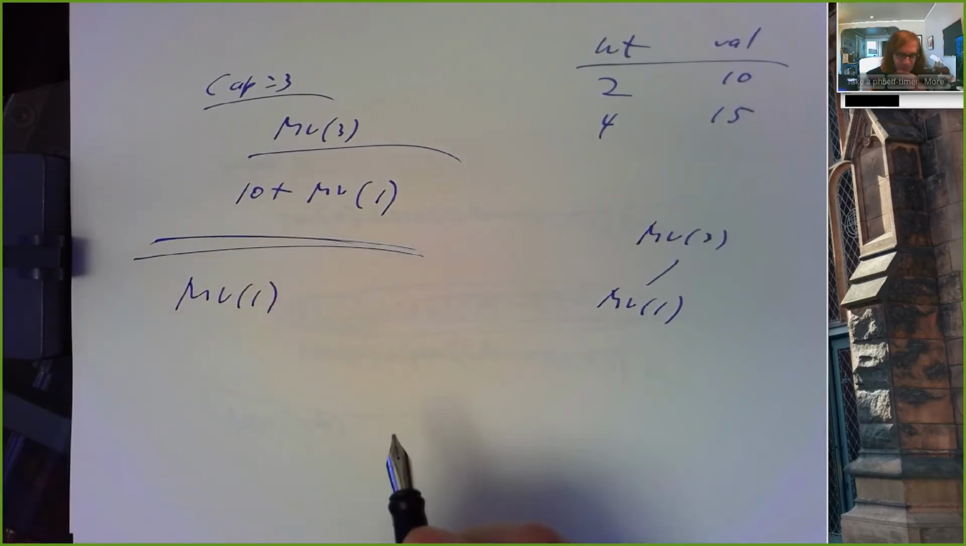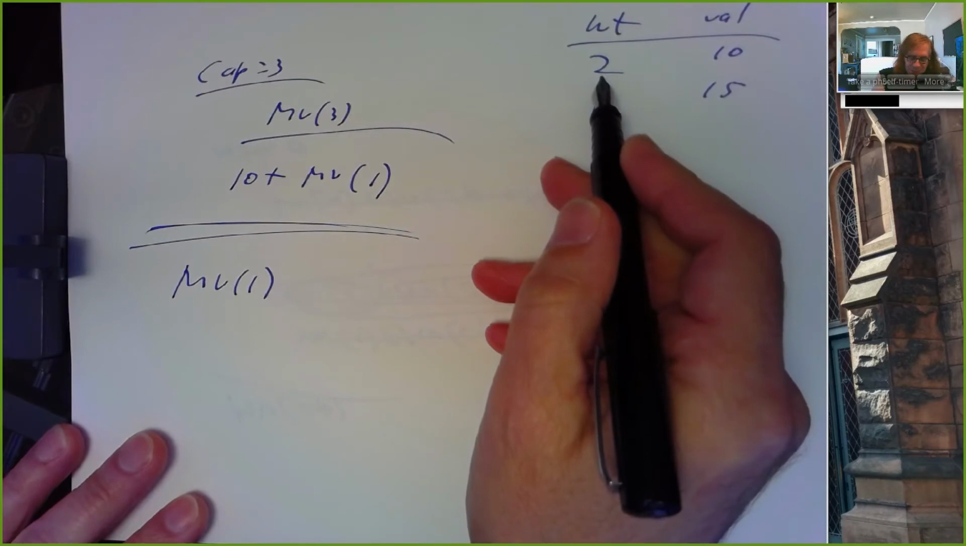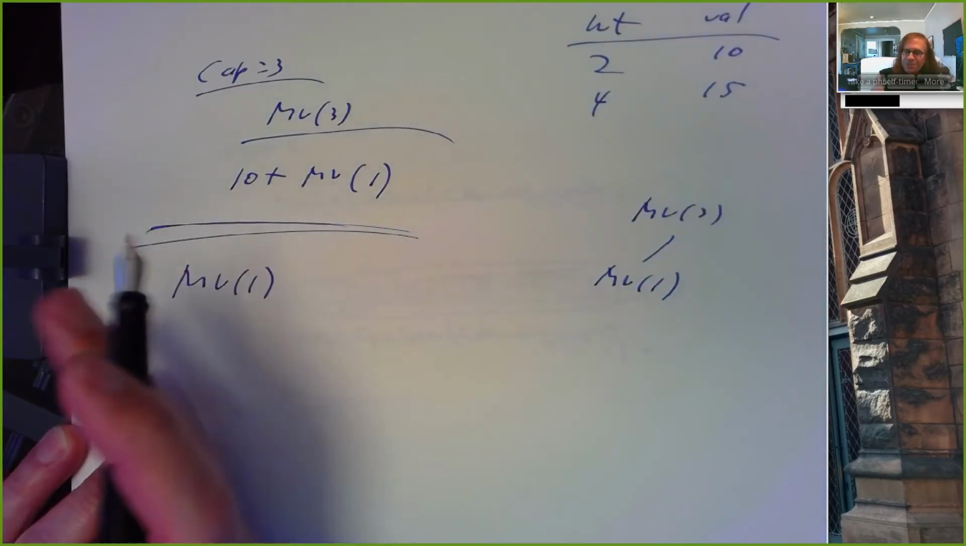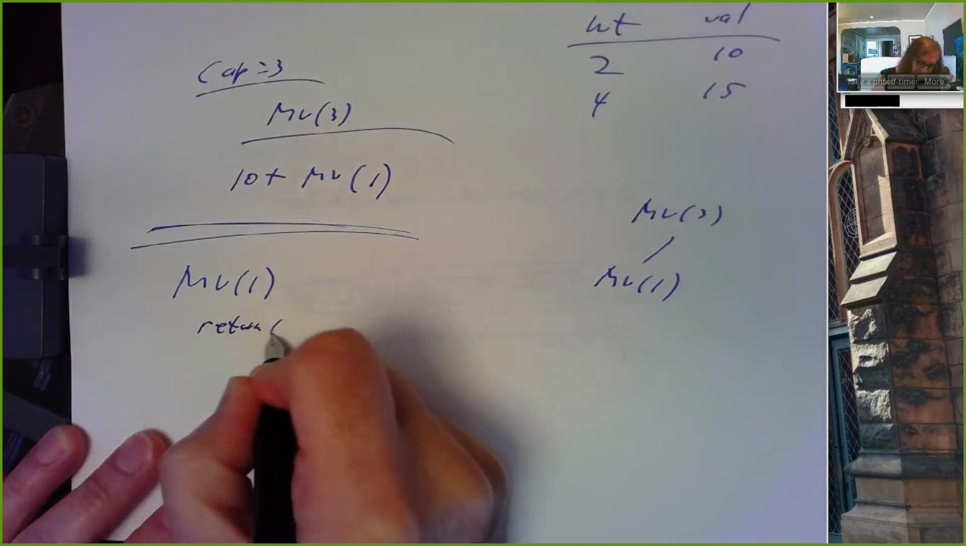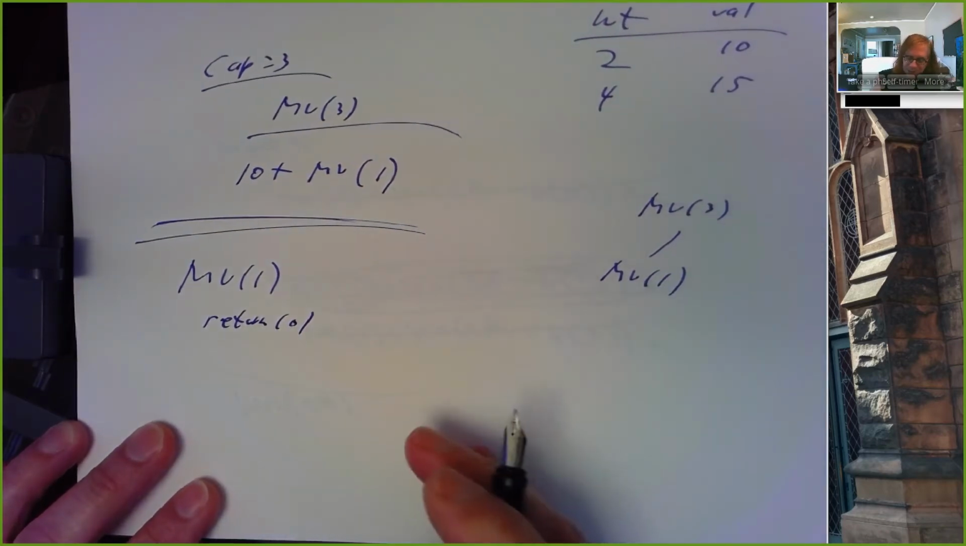Okay, maxval of 1, my capacity is 1. I can't put in this first item because it weighs too much. I can't put in the second item because it weighs too much. There's nothing I can put in my bag, so the maximum value I can get is just 0. And so there's no recursive call made there.